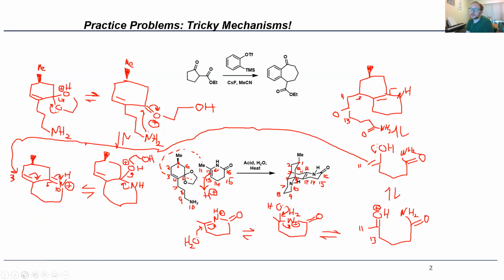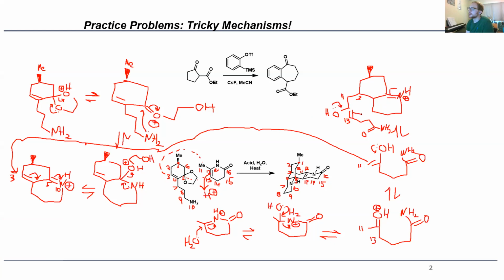So you can imagine a keto-enol tautomerization. It's a movement of a proton from ketone to enol form. This now activates carbon 13 as a nucleophile. And you can imagine an imine-enamine tautomerization, just moving a proton, that now activates carbon 5 as an electrophile for nucleophilic addition.